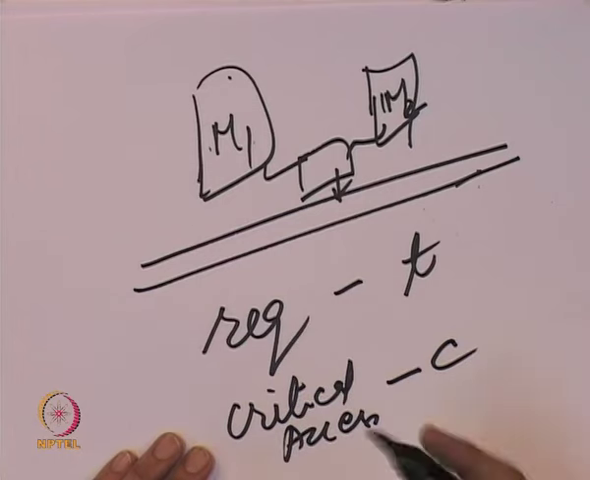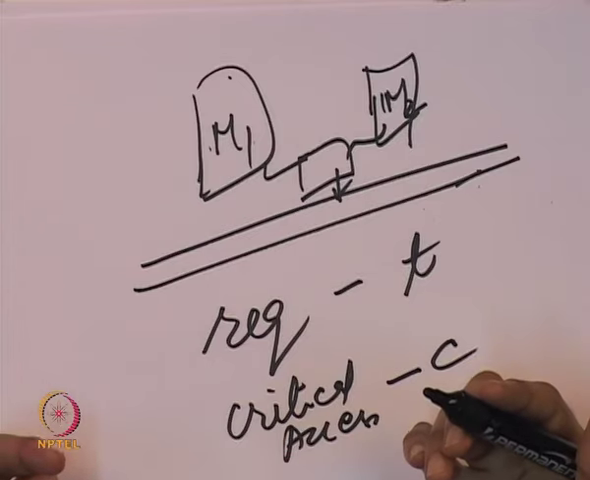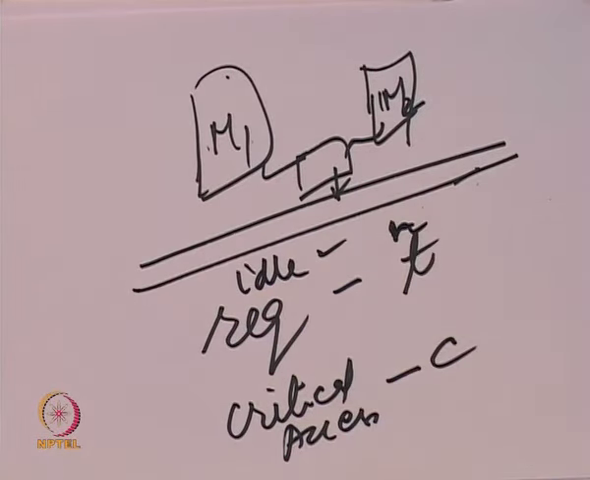And many times your master may not want access to the common resource. Then you can say that it is not trying for anything, it is in the idle state, say referred to as N.